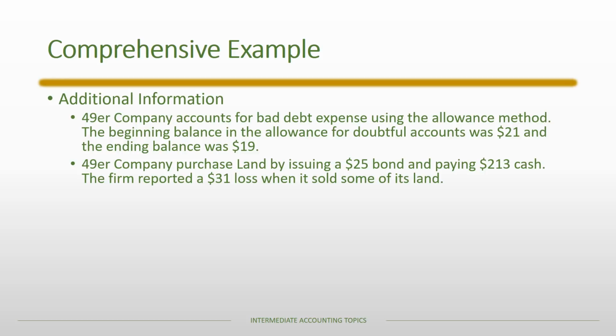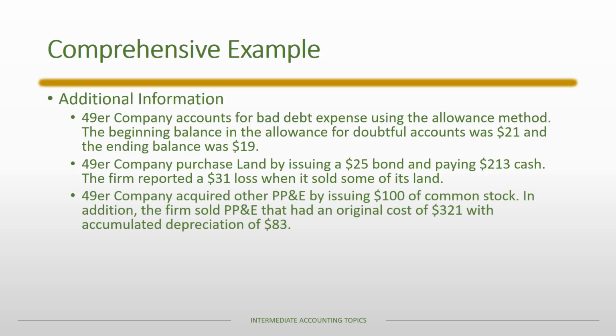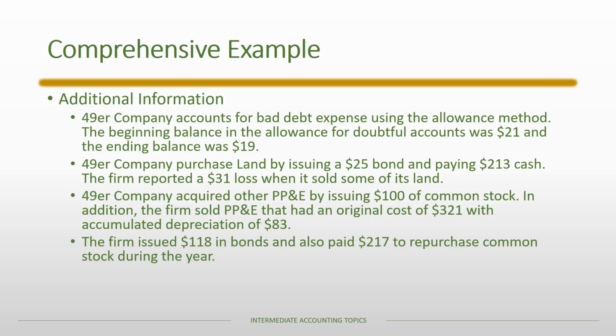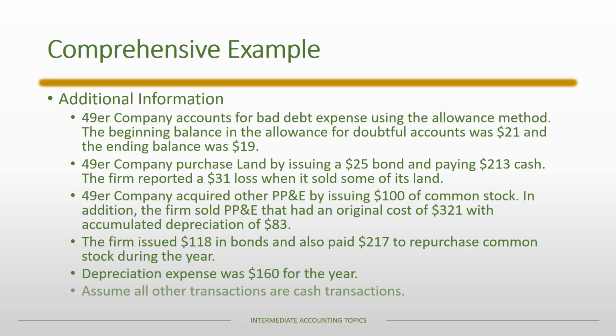And so there was a purchase of land, issuing a bond, and then also a cash purchase. And there was also a loss when there was a sale. There was an acquisition of property, plant, and equipment. Again, both of those accounts are non-current assets, and so we need to pay attention to those two disclosures. And there was some other information with regards to bonds and common stock, which will come into play with our financing section. And then finally, I give you the depreciation expense, and there's going to be just an assumption we always have that anything not listed here is a cash transaction. That just is a simplifying assumption.